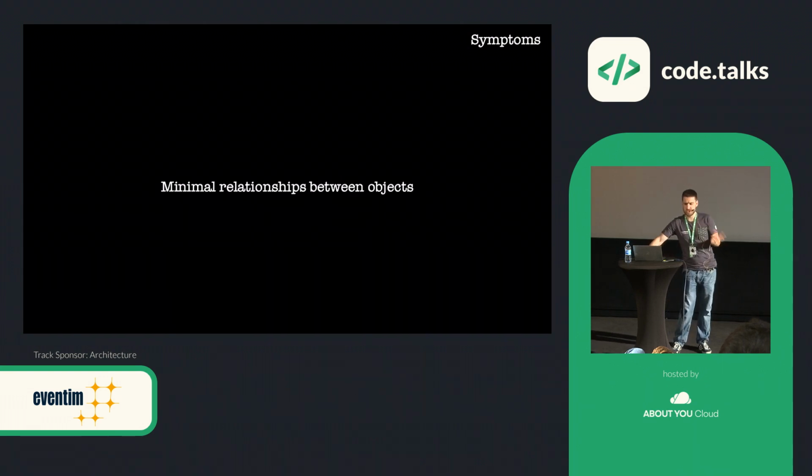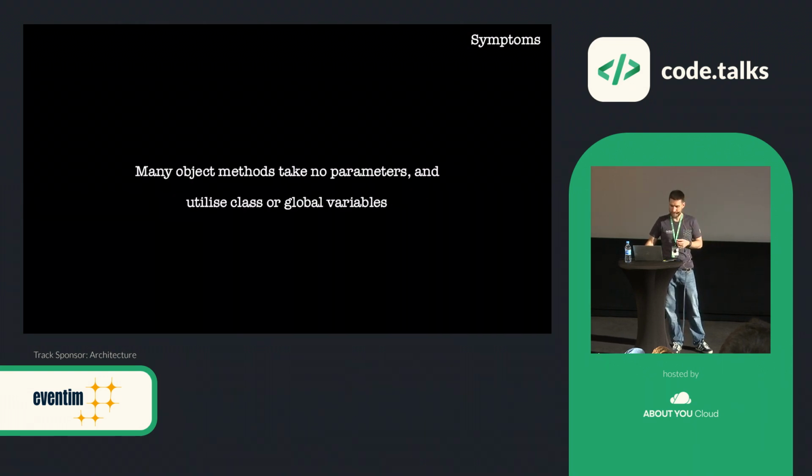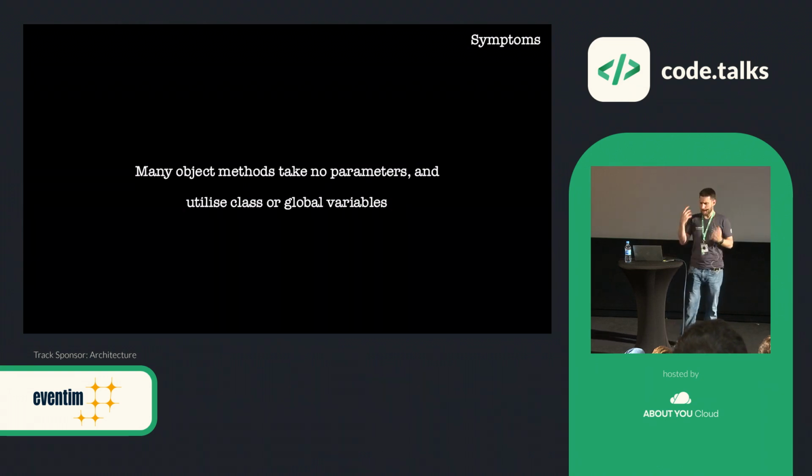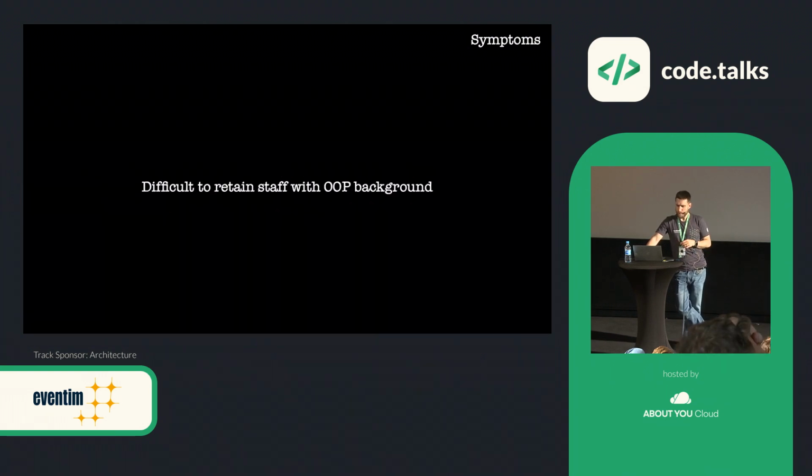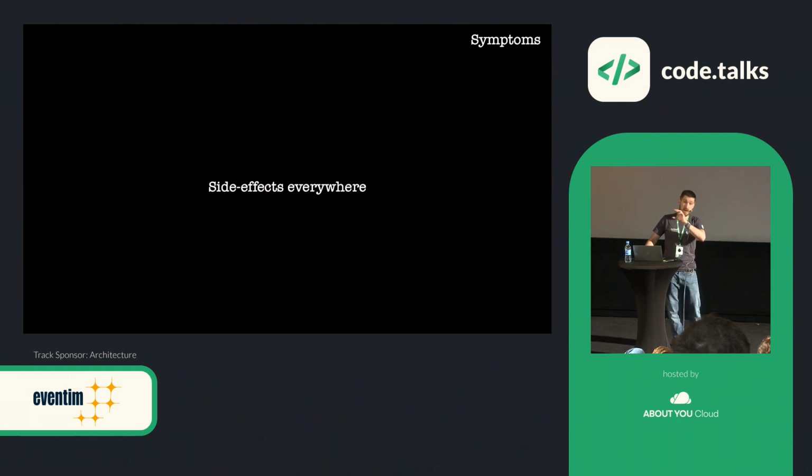There's minimal relationships between the objects in the system. You've got lots of object properties and methods that take no parameters whatsoever, and they use class or global variables, usually toggles as well. It'll be if this internal thing is set, then do that. And you're going to have massive complexity throughout the system. Staff that actually understand OOP tend not to hang around for very long. They realize that it's all crap and they bugger off again. There are side effects everywhere within the systems. I'm sure everybody's familiar with problems like that.